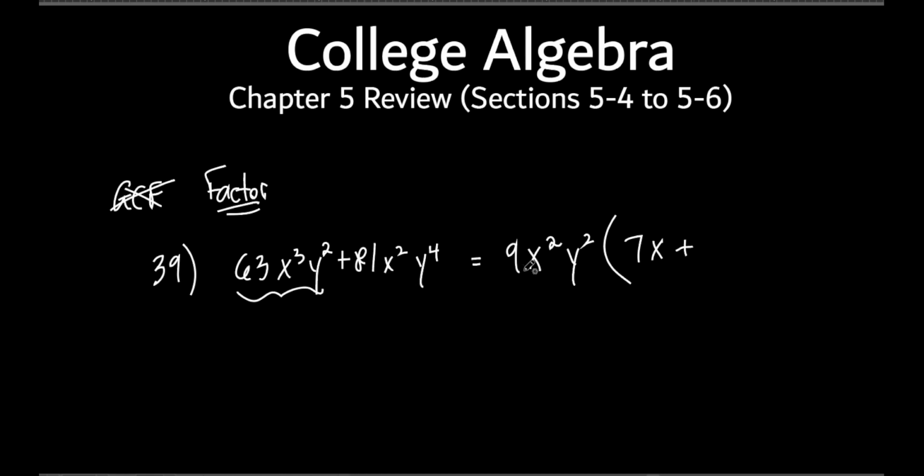All right, here we go. It's 81 divided by 9. What's 81 divided by 9? It's 9. And then x squared divided by x squared is 1. Y to the fourth divided by y squared is y squared. Remember, it's not an x. It's not a 9x. X squared divided by x squared is 1. It's the number 1.